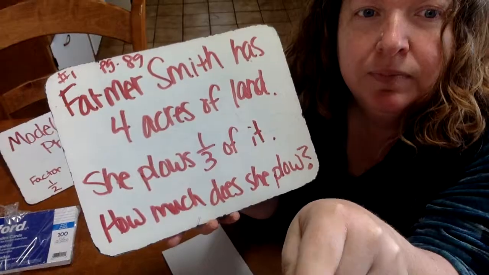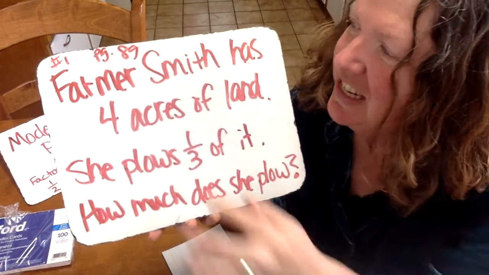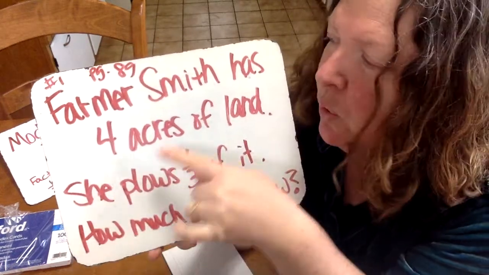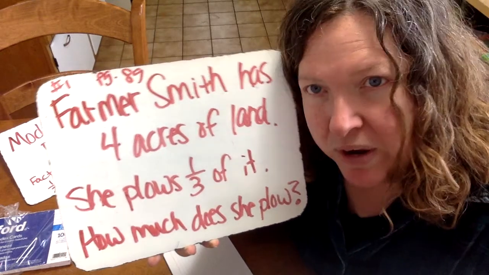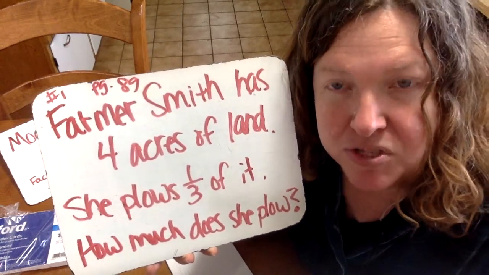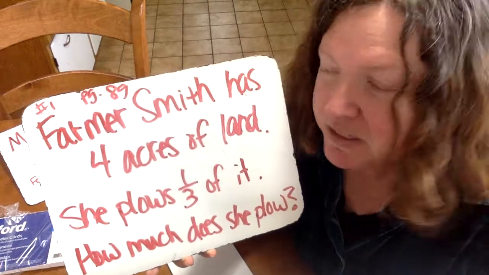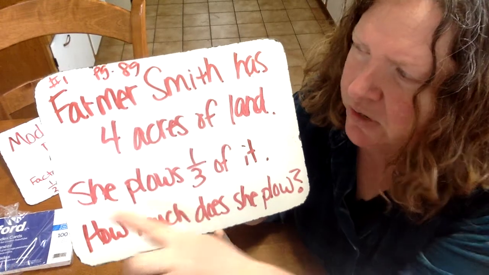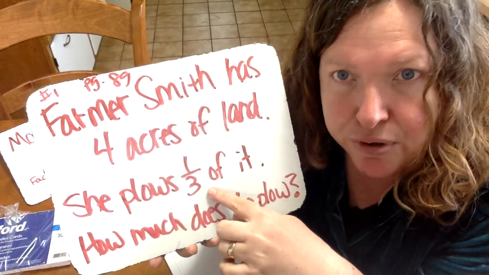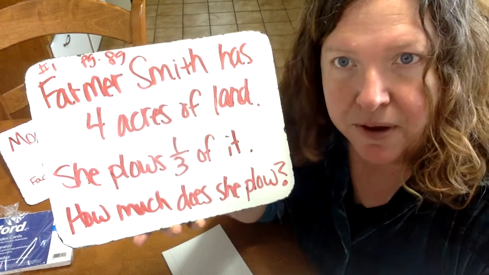Okay, we're starting on number 1 on page 89, and it says Farmer Smith has 4 acres of land. Now, if you're not familiar with the size of an acre, it's roughly the size of a football field. So if you think about, if you've gone to a football game before, and you think about the size of the field, that's about 1 acre. So Farmer Smith plows a third of her land. How much does she plow?